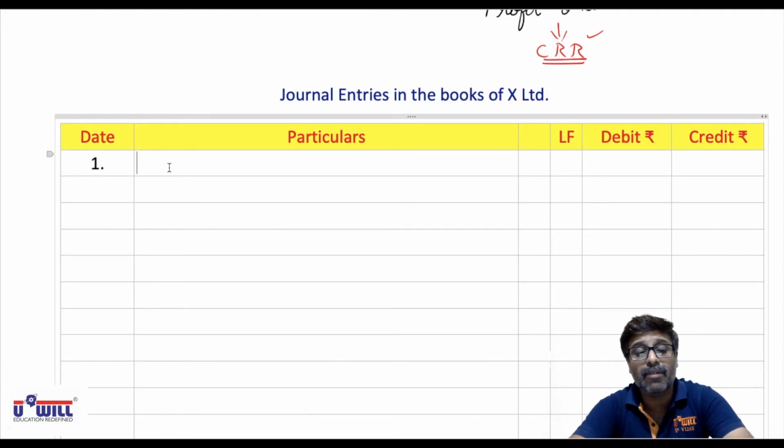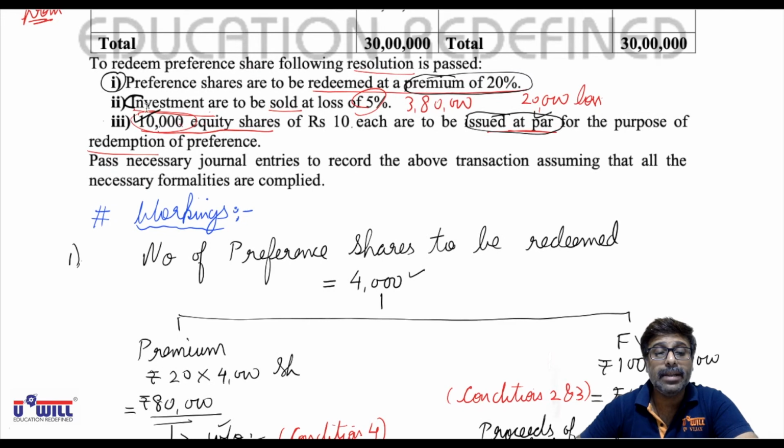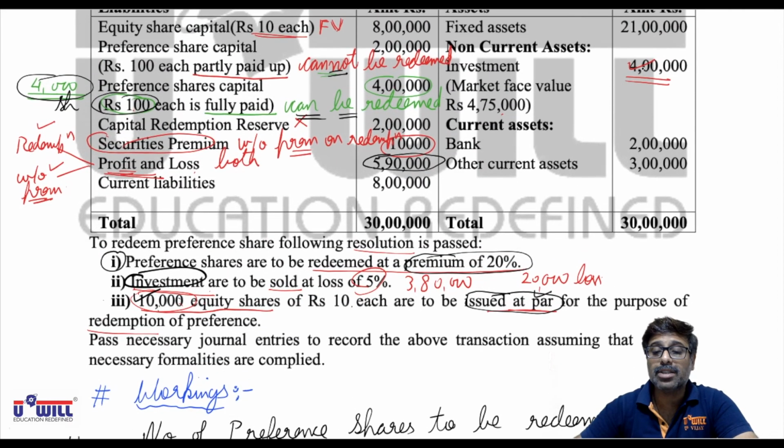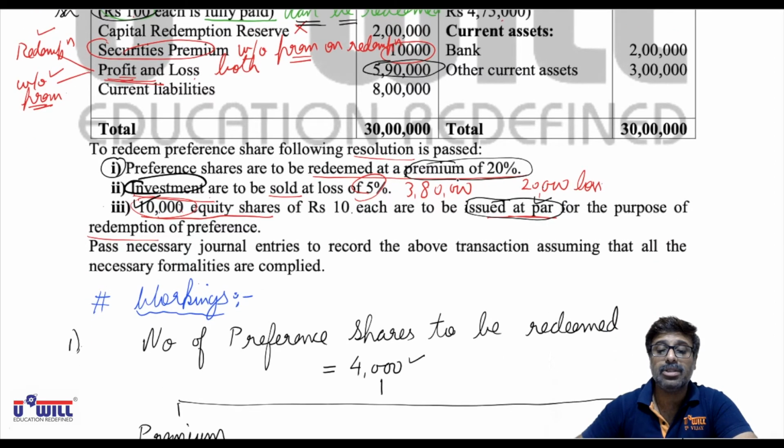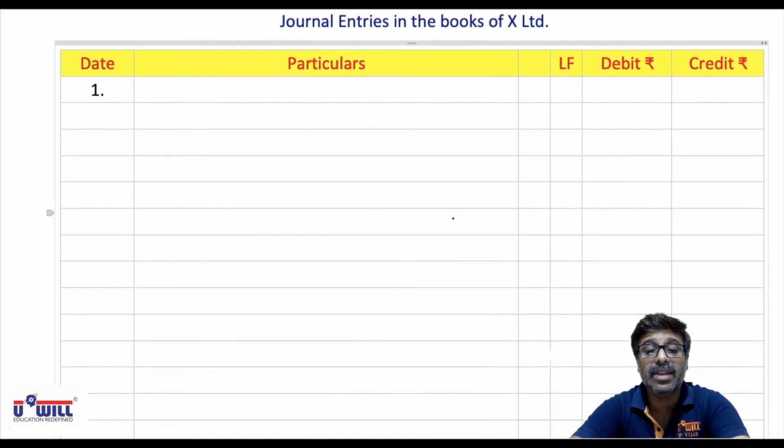The first entry I made you write was for sale of assets. Here you all can see from adjustment 2 we get that investments are sold at a loss of 5%. So 4 lakhs of investments, 5% loss, 20,000, they are sold for 3 lakh 80,000. So the first entry will be for sale of investments.